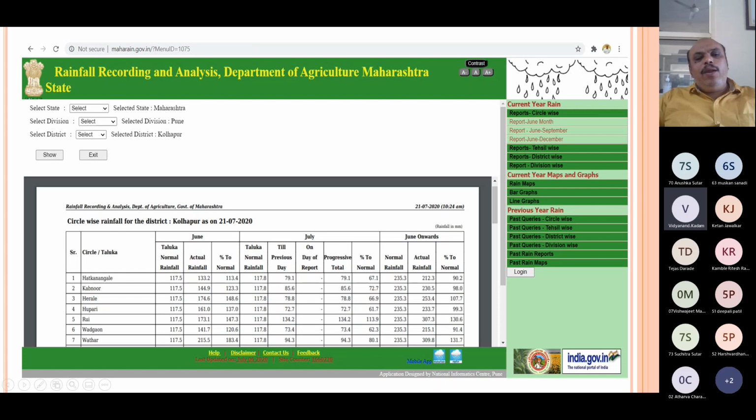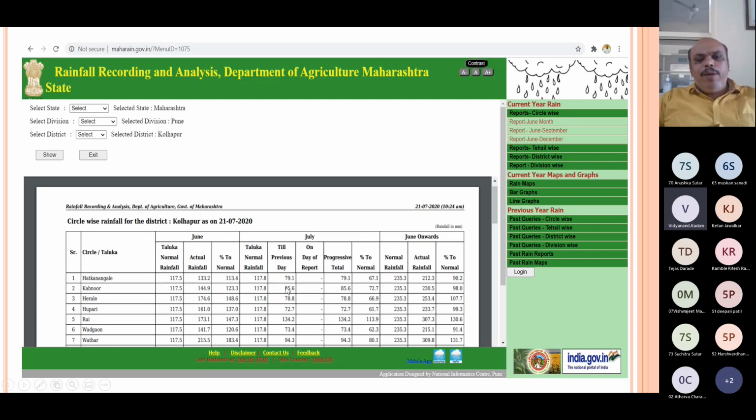We have seen that the normal value is worked out for a year. Similarly, this value can be worked out for a day, for a month, for a season or for a year. So likewise, we can say whether this year the rainfall is less or more than the normal value.